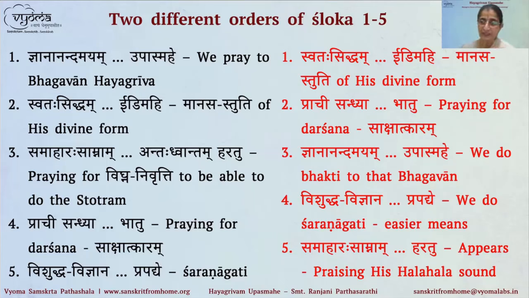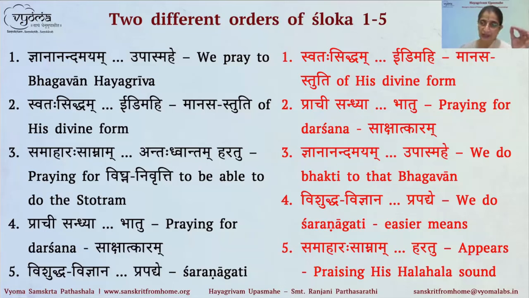Now, this alternate order that we see in some of the older versions is that the first shloka is supposed to be Swata Siddha. What was number two here is number one in those versions. The understanding here is that Swami Deshika, the moment he had the vision of Lord Hayagriva, his divine form, immediately did the Manasa Stuti of that divine form. So they start with Swata Siddham Shuddha Spatikamani Bhubrit Pratibhadam. That is the first one.